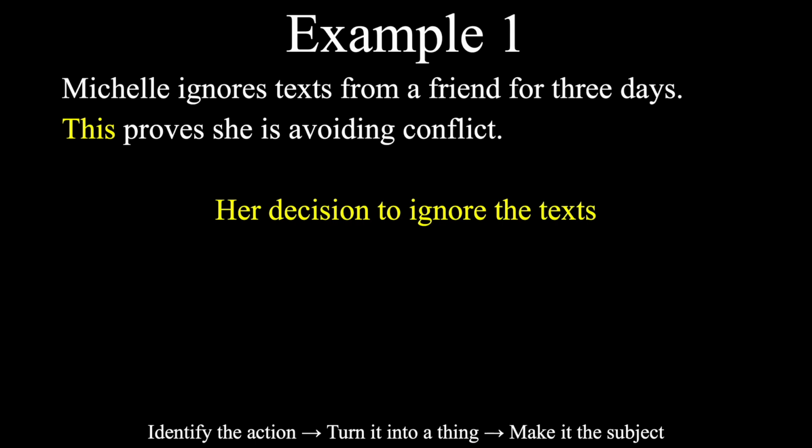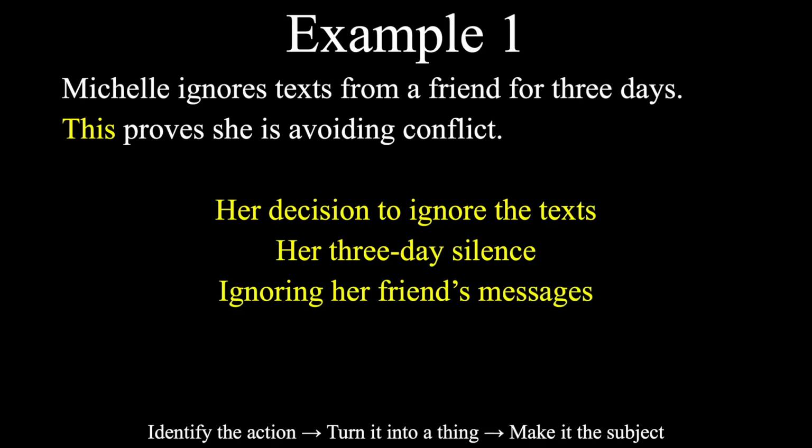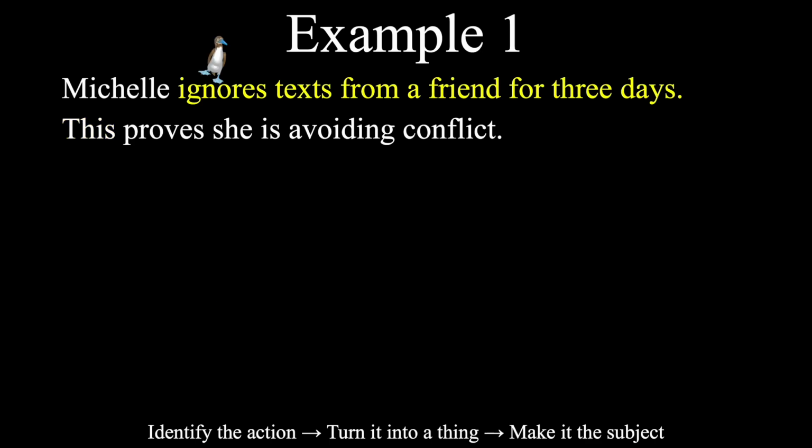She ignores text from a friend for 3 days. This proves she's avoiding conflict. No. How about her 3-day silence is also another thing that you could say this refers to. Now, you're hopefully picking up on this, but there's not always just one answer for each set of sentences. Ignoring her friend's messages, right, is what this refers to. So we could revise this sentence in a number of ways.